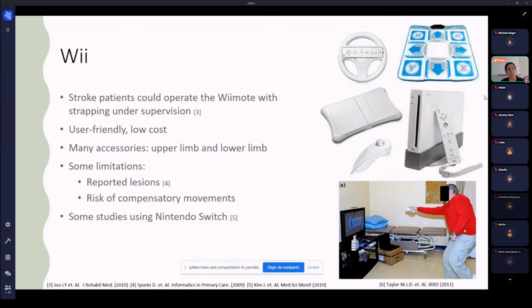It does have some limitations. There have been some studies that have reported lesions, for example hand lacerations due to the strapping, but also some falls. And of course, there is the risk of the patient performing compensatory movements. And just to highlight that some more recent studies have also used Nintendo Switch.